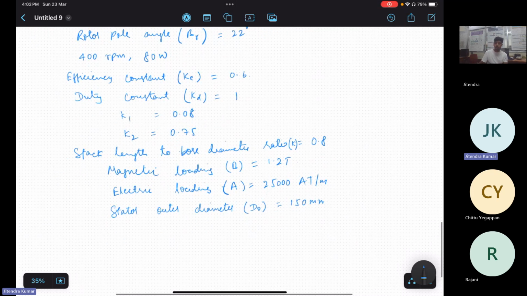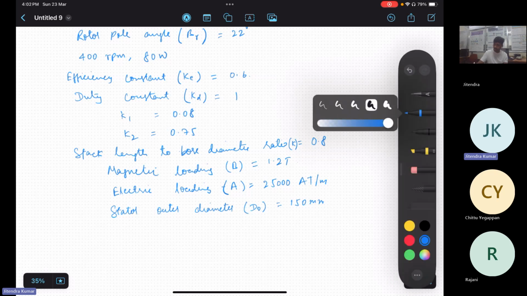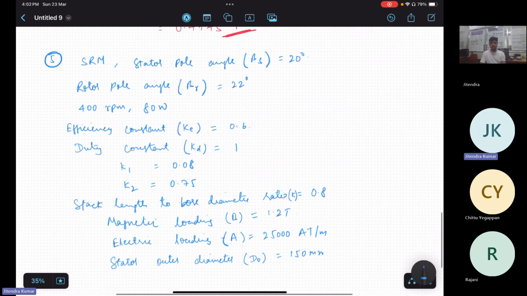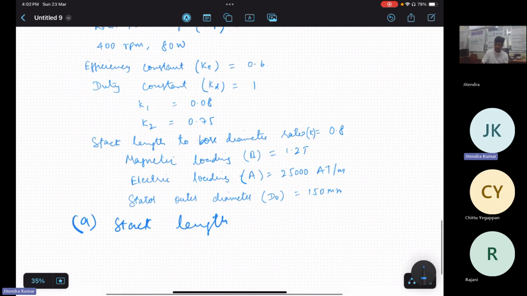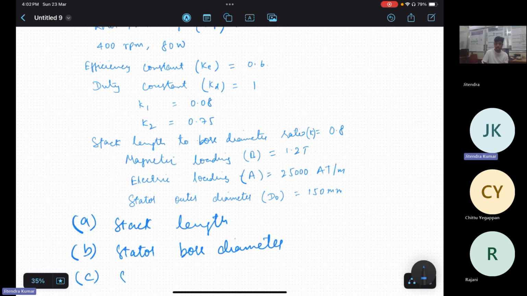So there would be one equation where all these constants must have been used to calculate the output power relation, right? According to that, we need to calculate the first part, the stack length. Sir, first we'll calculate the diameter. You can calculate the stator bore diameter as well. So basically, we have to calculate three parts. Let me write it. A is the stack length, B is the stator bore diameter, C is the stator pole height. These three parameters we have to calculate.